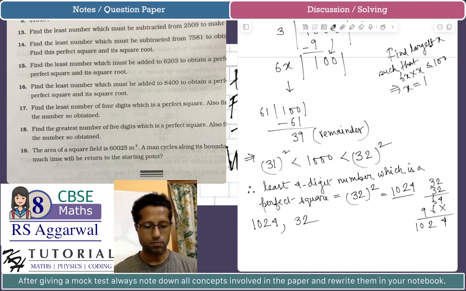Clearly that is 32, but I will check it anyway. 32 multiplied by 32 is 1024. Okay, so these are the answers of the two parts of the question.